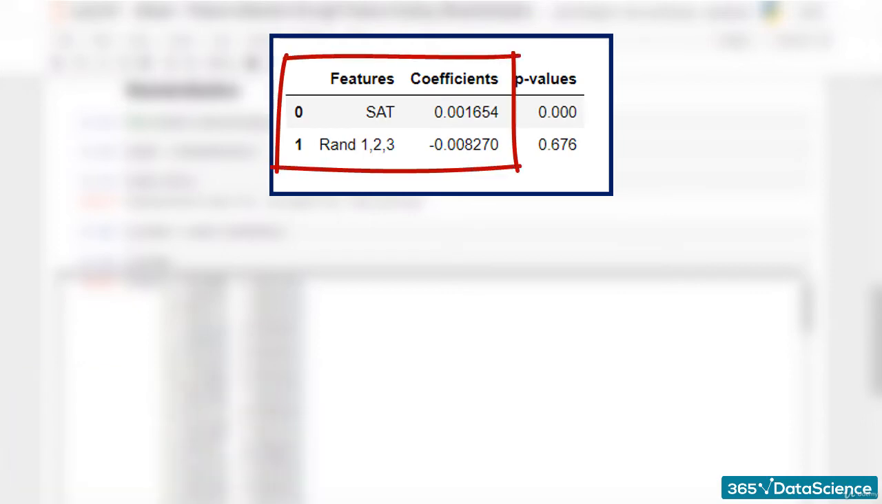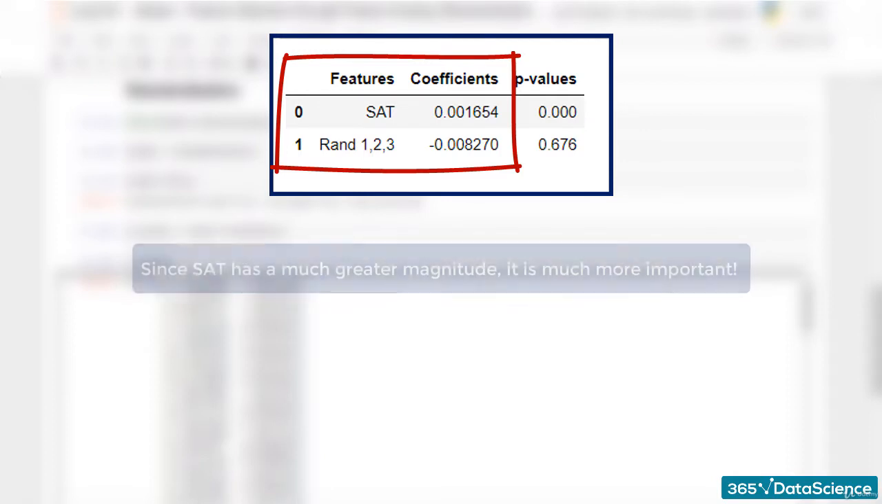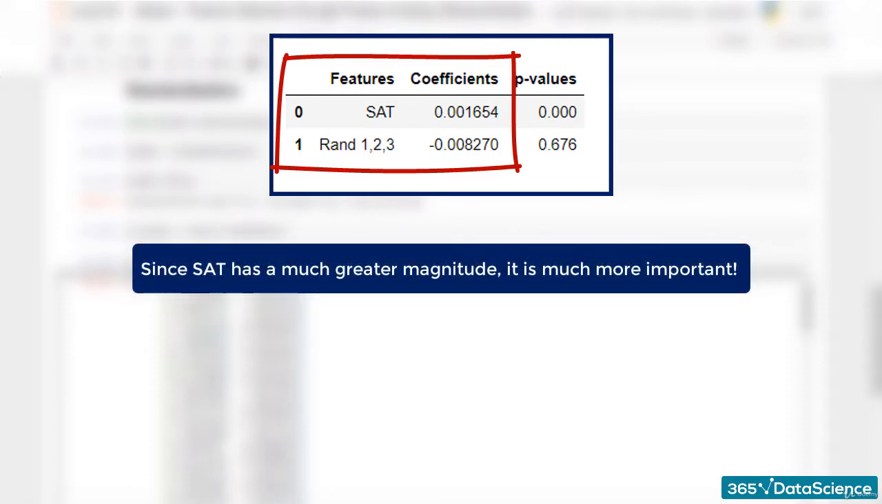0.0017 and minus 0.0083. So it seems like RAND 1, 2, 3 has a bigger coefficient, hence a greater impact. However, this conclusion could be wrong. Since the SAT score has a much greater magnitude, it is much more important.